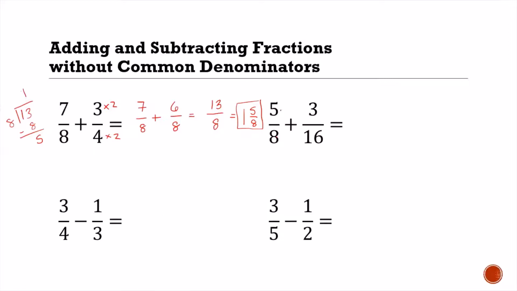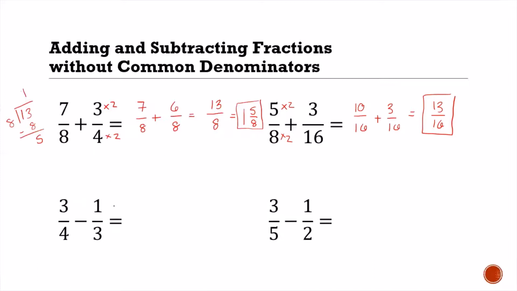5/8 plus 3/16. Again, 8 times 2 is 16, so let's just change one fraction. So this will give us 10/16 plus 3/16 gives us 13/16. There's nothing more we can do with that. That is as reduced as it can be. So we would just leave it.